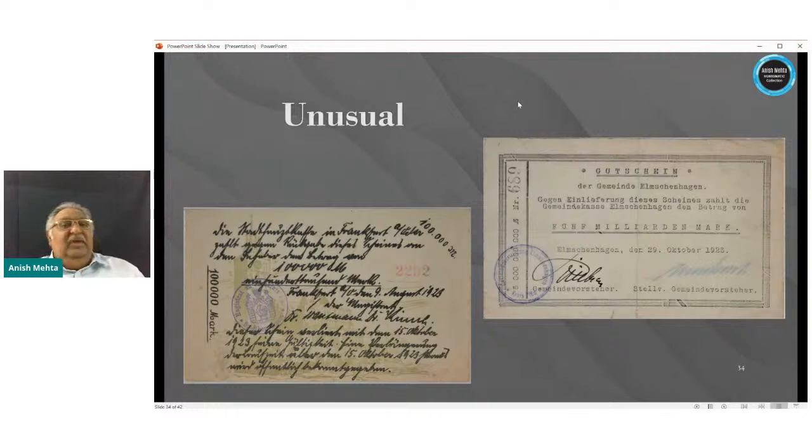Here you could find a very, very different type of banknote. These are both German banknotes. One is typed, signed and sealed. The second one is a completely handwritten banknote, only the serial number is embossed and a rubber stamp being put onto the banknote. These are valid currency which were used during these periods. These are not just collector's items, but they were actually in circulation.